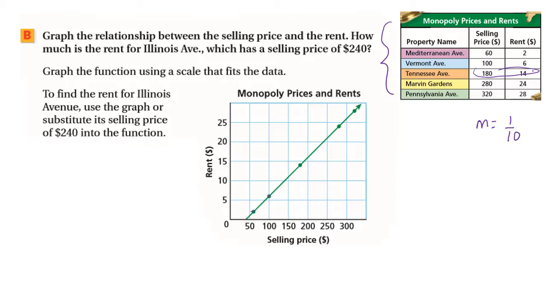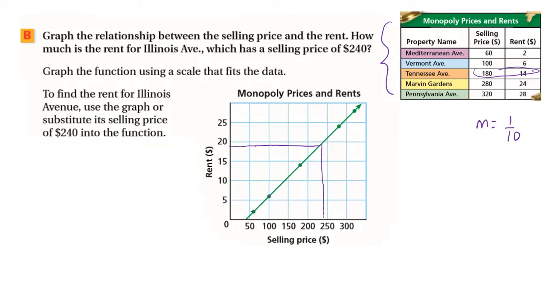To find the rent for Illinois Avenue, it says use the graph or substitute its selling price at $240 into the function. So we can just look here. The selling price is $240, and we just come up to where it hits our graph. We can see that it's somewhere higher. It looks like it's going to be right in here, somewhere around 18 or so.